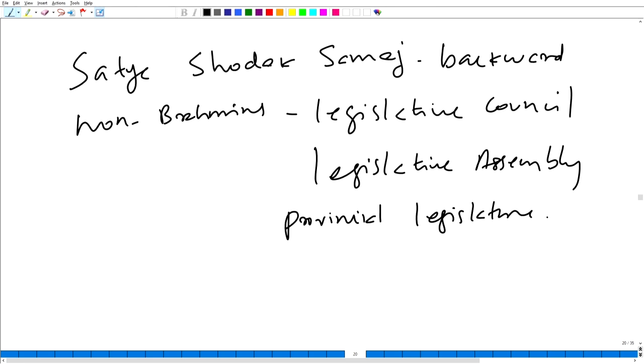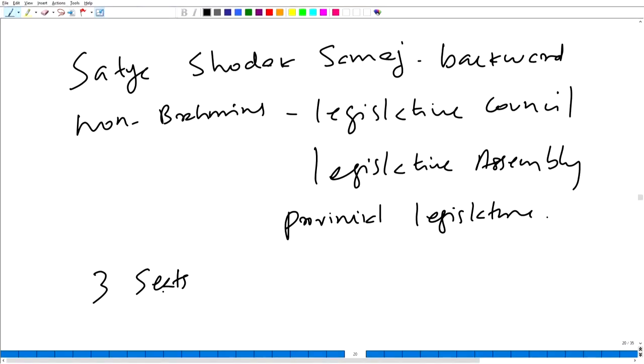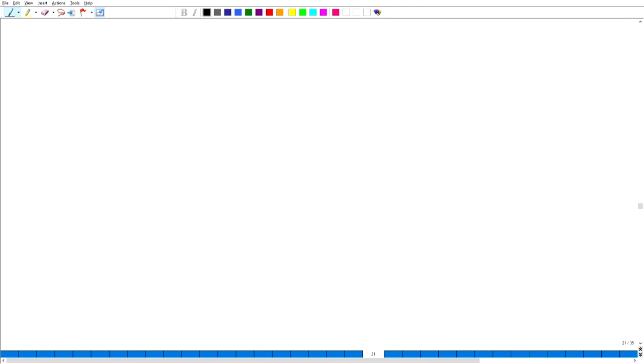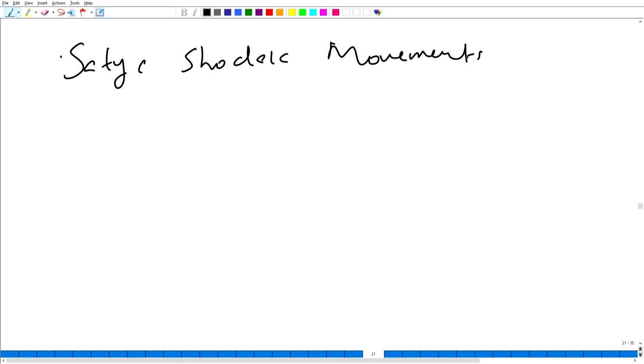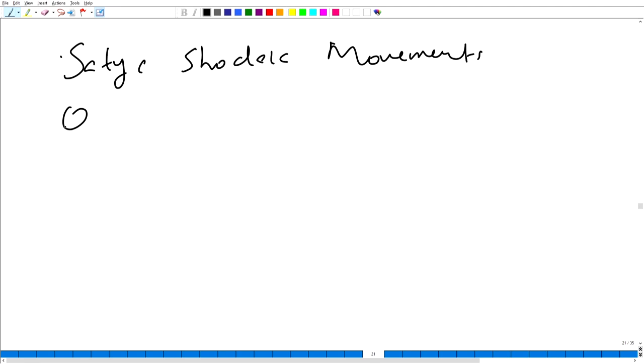Later, the government granted reservation for non-Brahmins in the central legislature. Three seats were given for non-Brahmins because of the work done by Shahu Maharaj along with the Justice Party. Thus, on evaluation, the Satyashodhak movement deviated from the path started by Jyotirao Phule, and it began to work for the protection of the interest of non-Brahmin middle class Hindus. Now, coming to major questions from this topic.